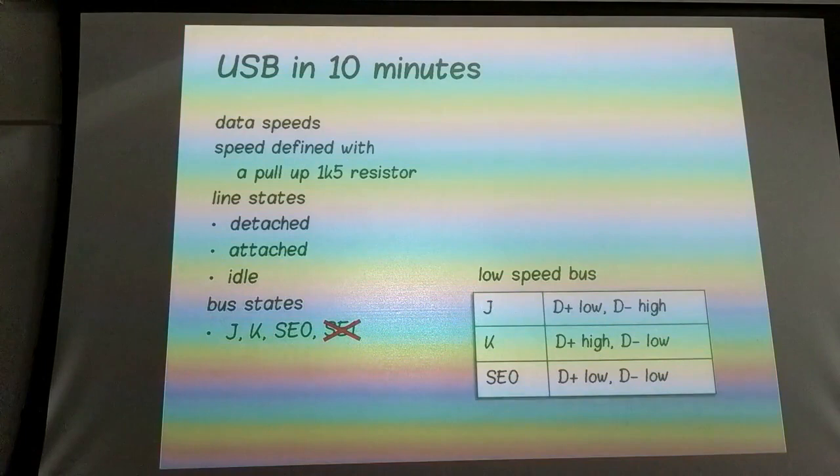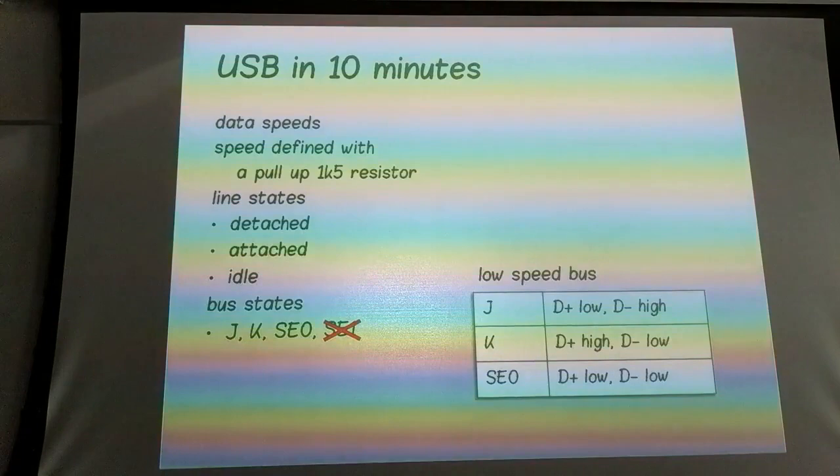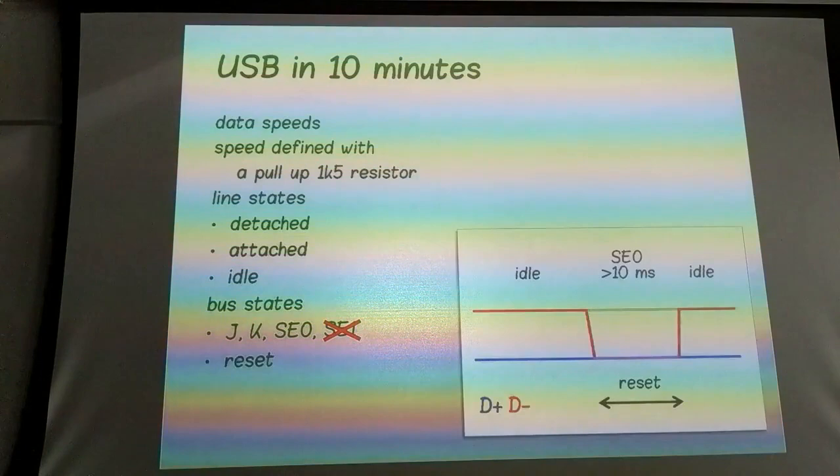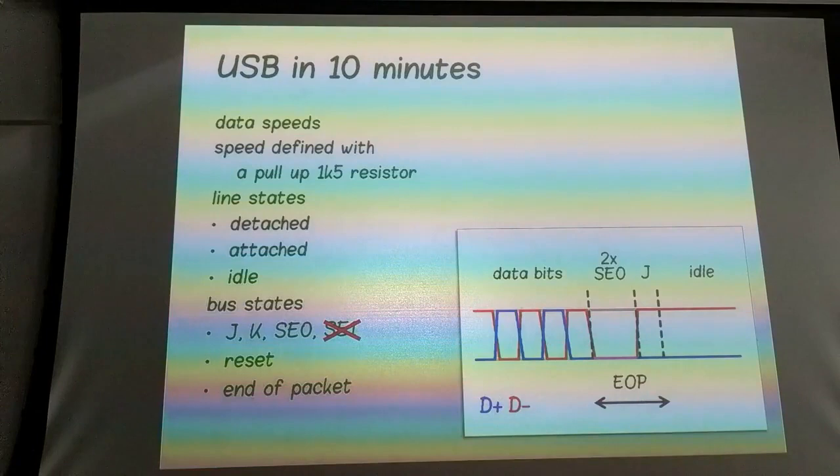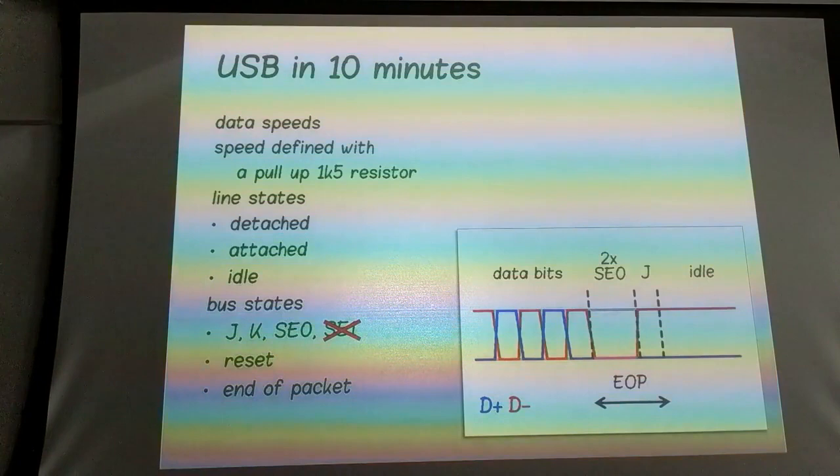On two data lines, we can recognize four basic states: J, K, single-ended 0, and the never-used single-ended 1 state. The polarity of D plus and D minus lines in J and K states is shown for a low-speed bus. It is reversed in full and high-speed buses. Another state is reset.